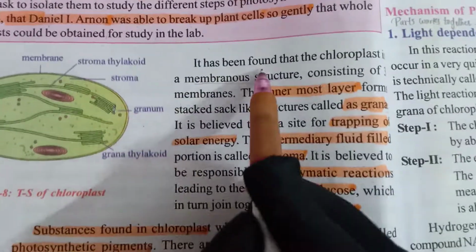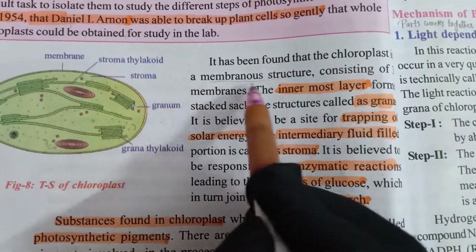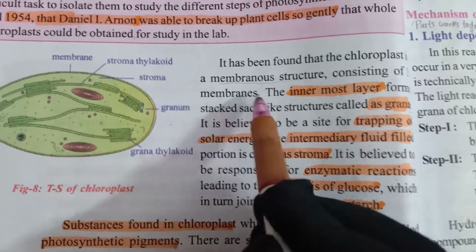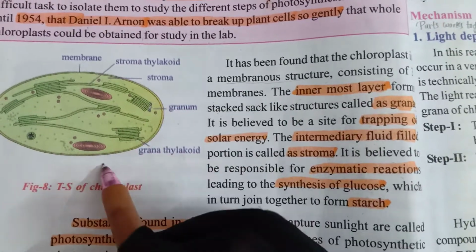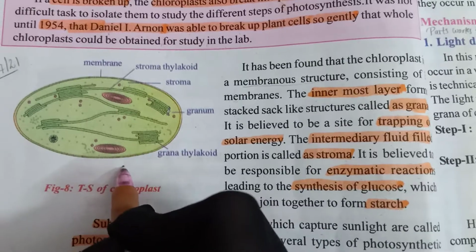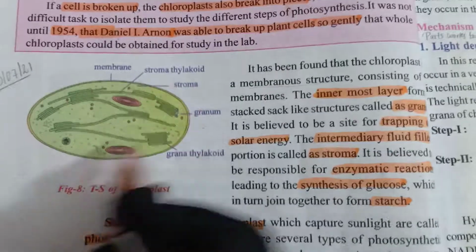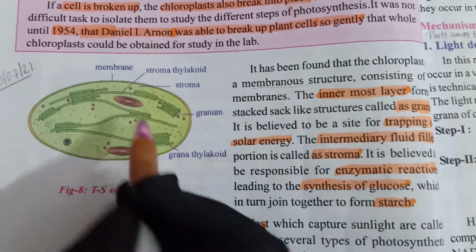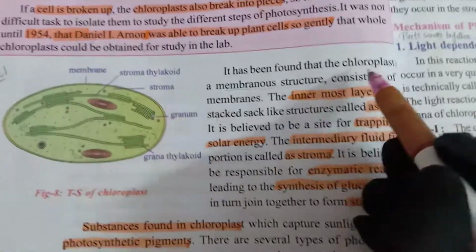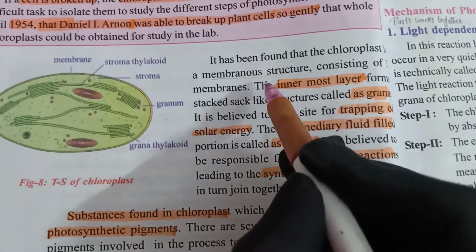It has been found that the chloroplast is a membranous structure, which means it has many membranes. What is membrane in the sense? Membrane in the sense is a covering, the outer covering or the inner covering is nothing but a membrane. So it is a membranous structure.